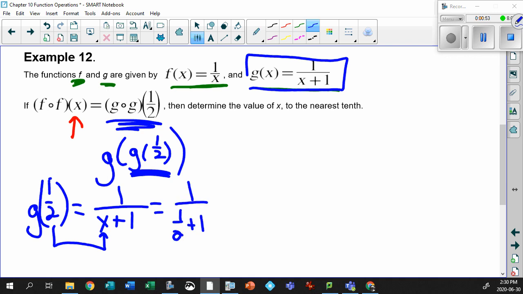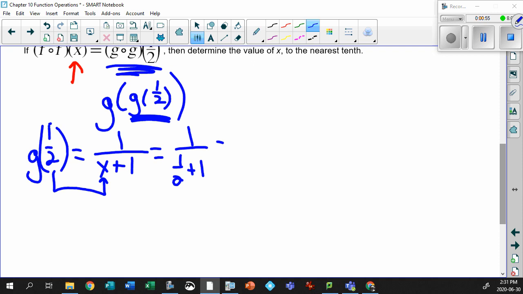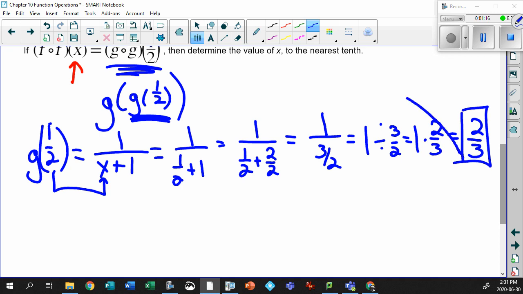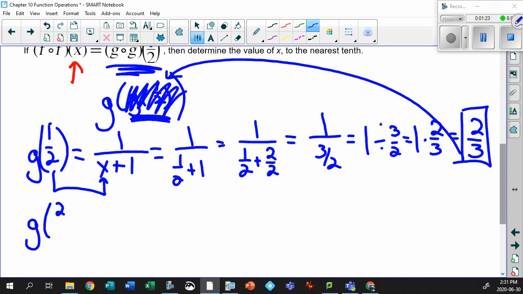Now, working with common denominators, 1 over a half plus 2 over 2 gives you 1 over 3 over 2. Dividing means 1 divided by 3 over 2 is the same as saying 1 times the reciprocal, grade 7 fractions. That's 2/3. There's your value. Now you're going to take that 2/3 and put it back in here, and find g of 2/3.